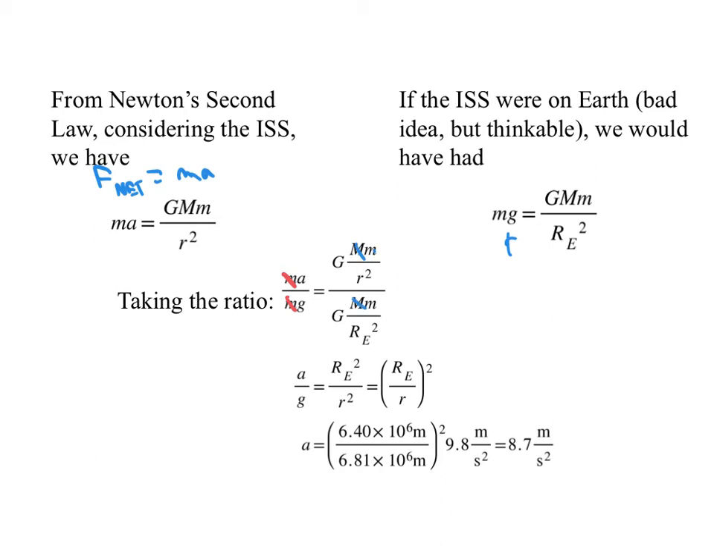These m's cancel. The original m's cancel. And maybe most importantly, the constant g, whose value we don't know yet, also cancels out. When everything is said and done, the ratio of a to g is the radius of the Earth squared over the radius of the orbit squared, which we can say is just the ratio of orbits squared. We put that in, and we find that a is going to be this number squared times 9.8, or 8.7 meters per second squared.